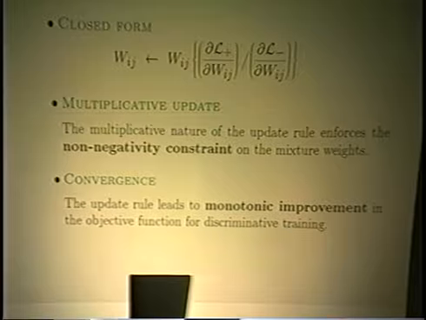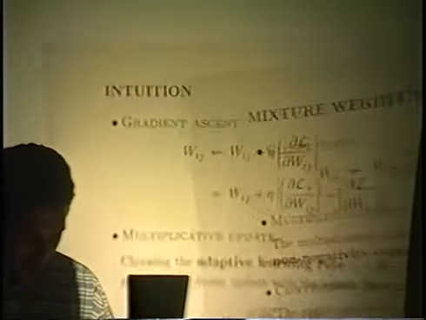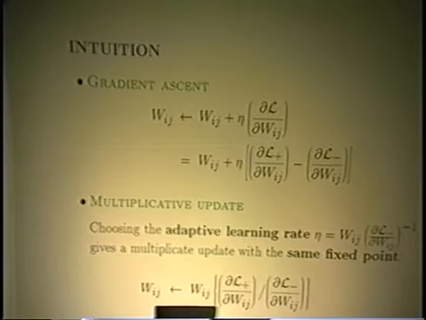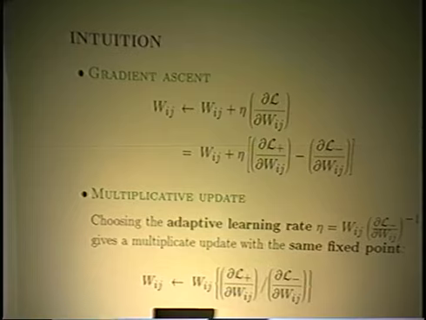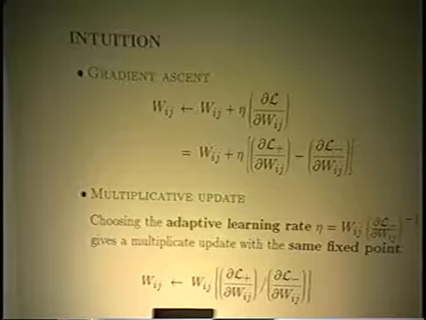Actually, this update rule has a very intuitive interpretation. Imagine that I just wanted to derive the simplest possible update rule. I might start with my cost function and just write down a gradient rule, right? And move the parameter in the direction of the gradient so as to increase the objective function.